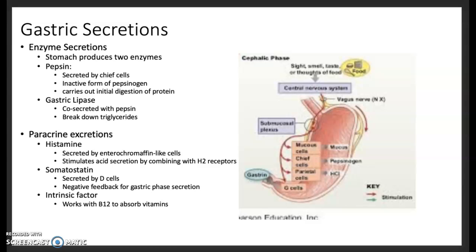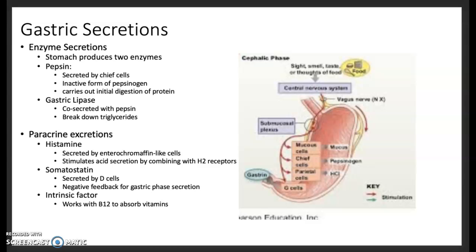And then also in the gastric phase, there are the paracrine excretions. So we have histamine, which is secreted by enterochromaffin-like cells. These are secreted in response to gastrin and acetylcholine stimulation. This diffuses to the parietal cells, which stimulates acid secretion by combining with H2 receptors.